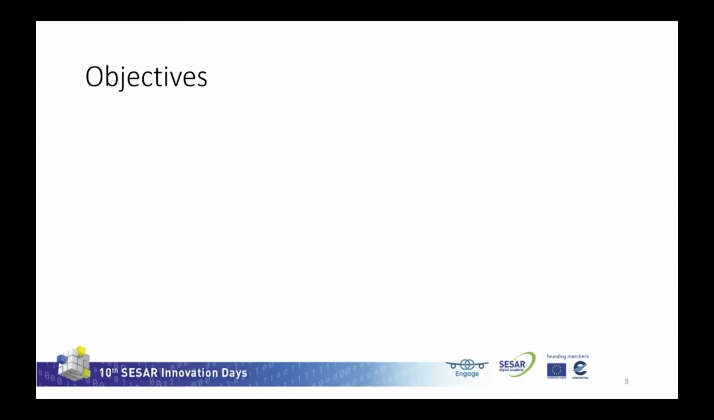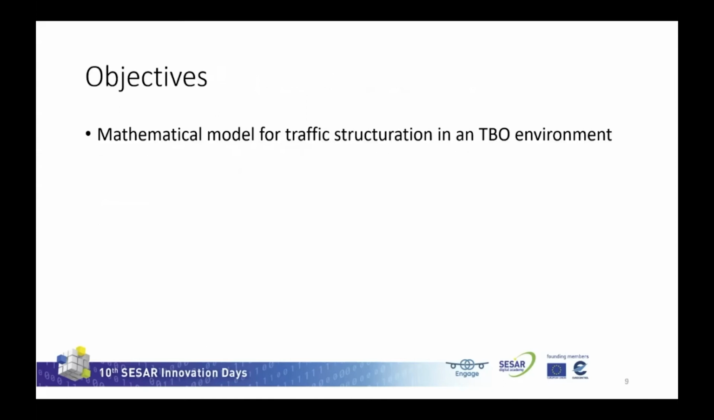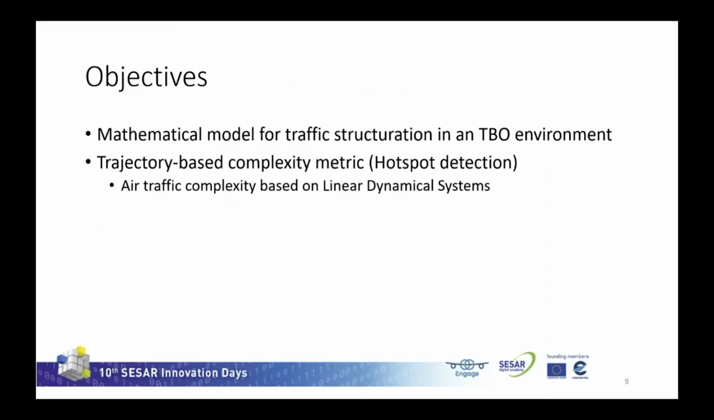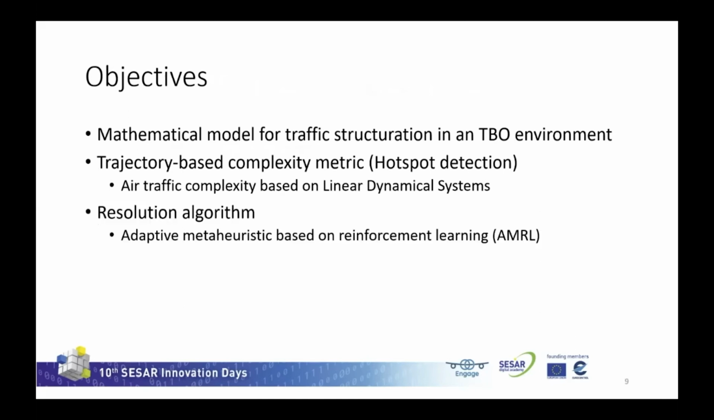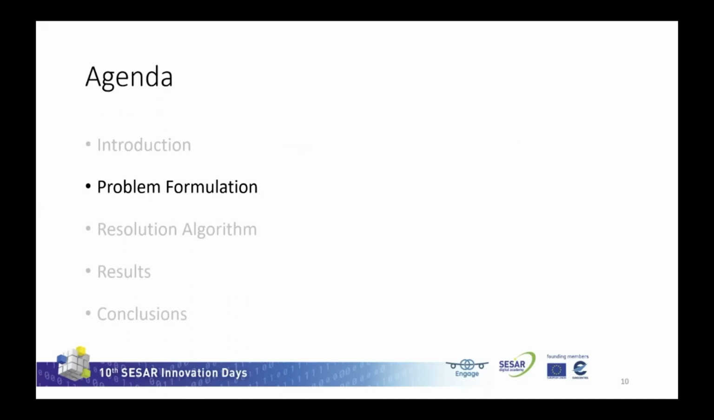So here are the objectives of our research. The first one, we formulate the mathematical model for the traffic structuration in the trajectory-based operation environment. And then we propose a new hotspot detection. It's a trajectory-based complexity metric so that the traffic is modeled as a linear dynamical system. And then we introduce the optimization algorithm with the incorporation of reinforcement learning for the restoration process. So in the next section, I will present the optimization problem for the traffic structuration.